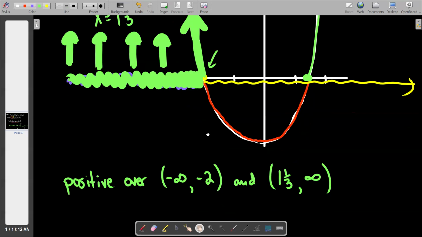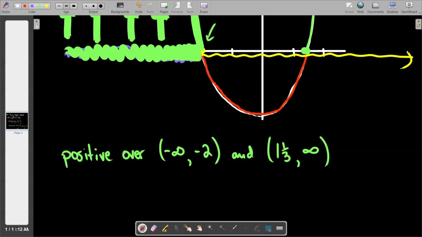Now there is one negative interval in the center. So we say that this graph is negative over the interval, and there's only one, so I don't need an "and" this time. It goes from -2 and ends at 1 1/3. If you're confused, you will be confused until you start focusing on the x-axis. This is all about the x-axis.